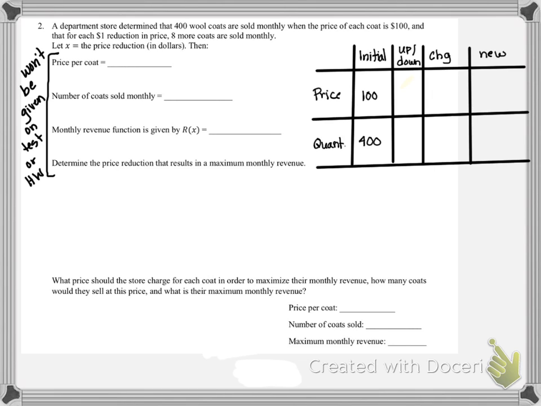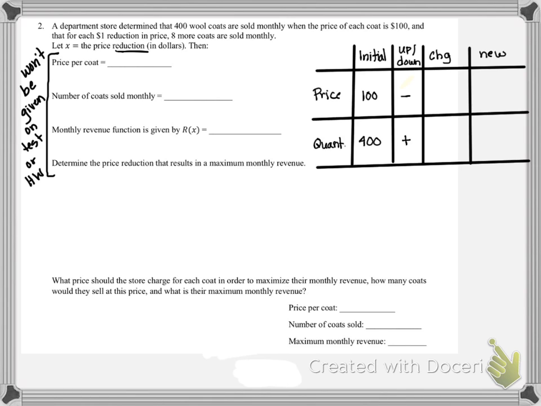And then is the price going up or down? Down. It's going down, right? We know that because it says that X is the price reduction, so this is a minus. And that means that the quantity is going up, which they tell us, but also, it's always a negative relationship. So if price goes up, quantity demanded goes down, and vice versa, which means one of those will always be a plus and one will be a minus. You just have to figure out which is which.